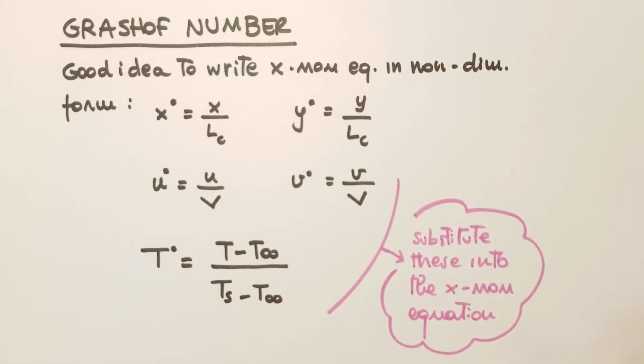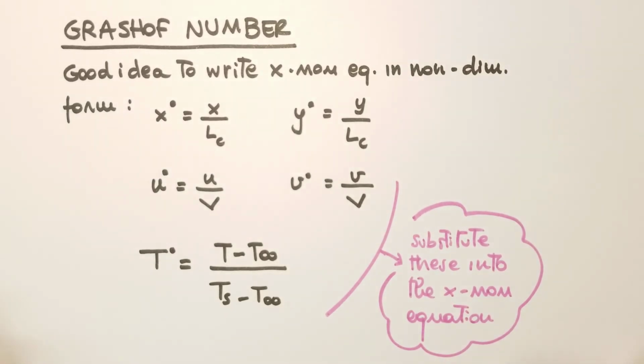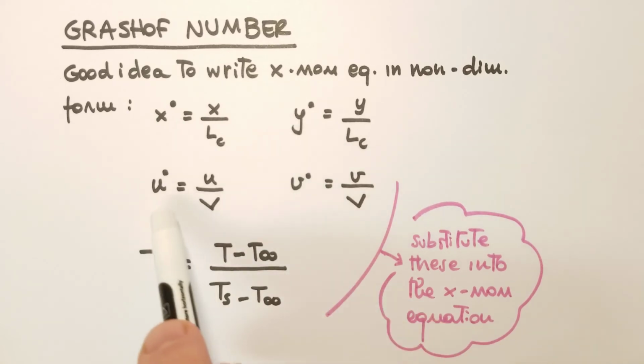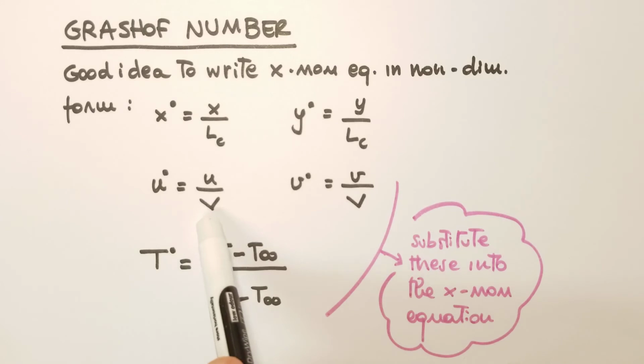It's important to write the x momentum equation in non-dimensional form. So we introduce a new non-dimensional number called the Grashof number. To do so, we introduce x dot, y dot, u dot, v dot, and T dot. These are non-dimensional quantities. So for example, x dot is the coordinate x divided by a characteristic length Lc. For example, for a sphere, it can be the diameter. For the boundary layer case, it could be the length of the plate and so on. Whereas the velocity components are non-dimensionalized by a characteristic velocity, and the temperature scaling assumes this form.